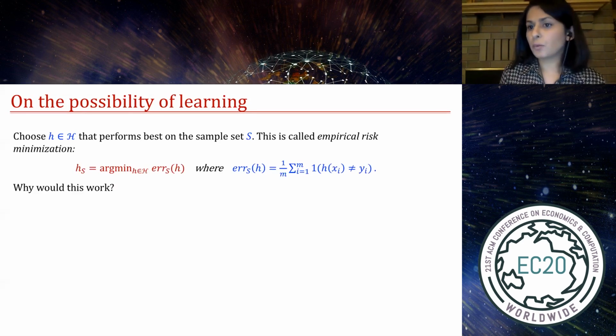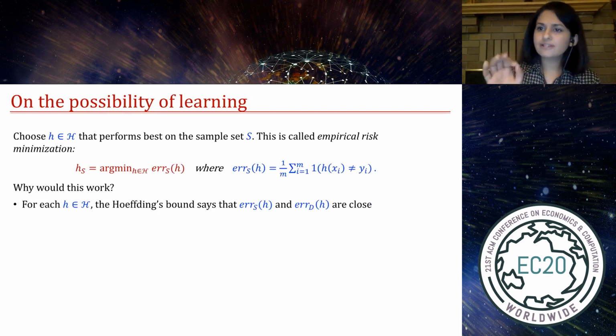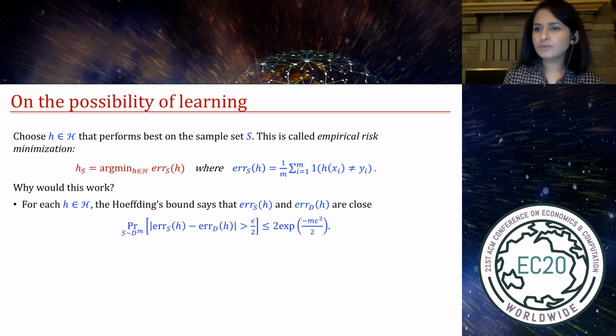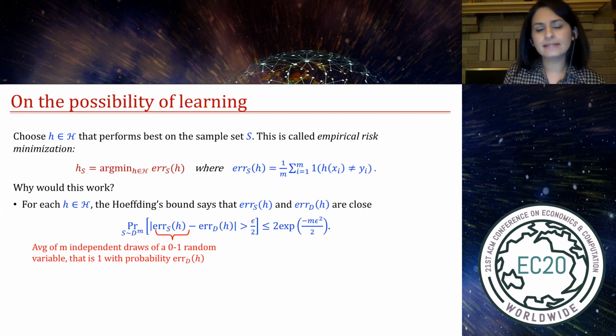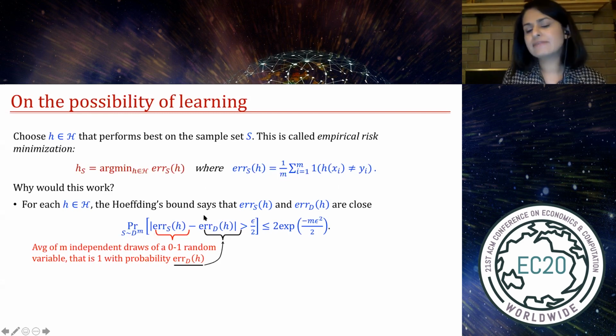Why would this algorithm work? Well, for any fixed function H, Hoeffding's bound says that the empirical error, the error from the sample set, and the error on the distribution for that hypothesis are close. For those of you who don't know Hoeffding's bound, it says that the average of m independent 0-1 variables, where the probability of being 1 is this error, is going to be close to this expectation. Any deviation from the expectation drops exponentially fast. So this is a version of Hoeffding's bound.